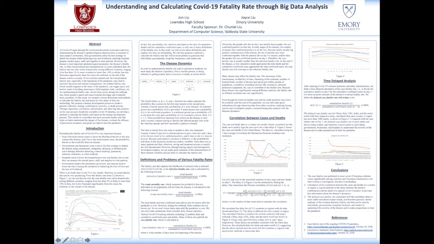The infection fatality rate is the total deaths divided by the total confirmed cases. The crude mortality rate is the total deaths divided by the total population. And the case fatality rate is the cumulative deaths over the cumulative confirmed cases. As of now, it's hard to analyze the infection fatality rate and the crude mortality rate because we don't have data until the pandemic is over. So we have to rely on the case fatality rate for now.